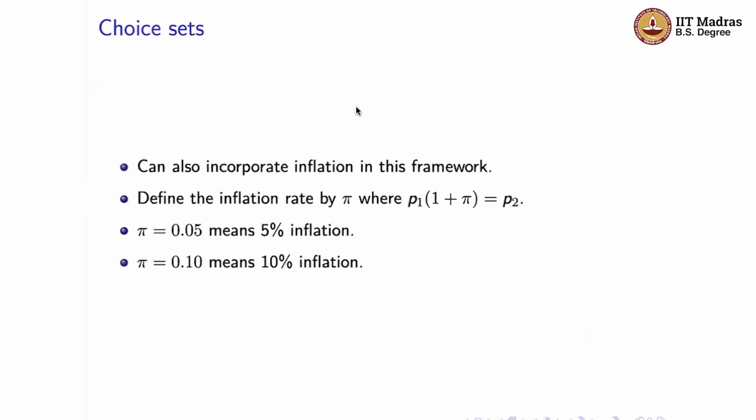Because then you can also start thinking about what is the effect of inflation in this framework. So what do we mean by inflation? Inflation is basically the change in the price level, right? As a fraction of the initial price level. So percentage change in price level. So basically then think of pi as P2 by P1 minus 1, right?